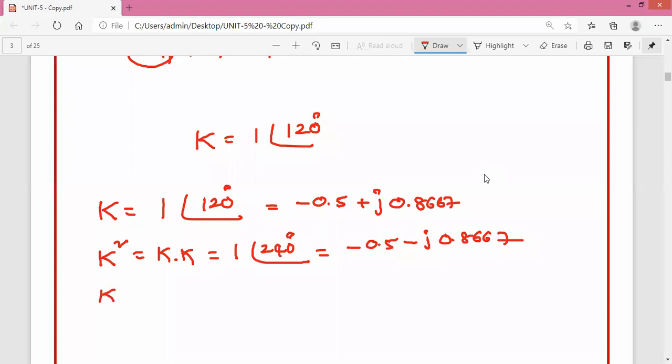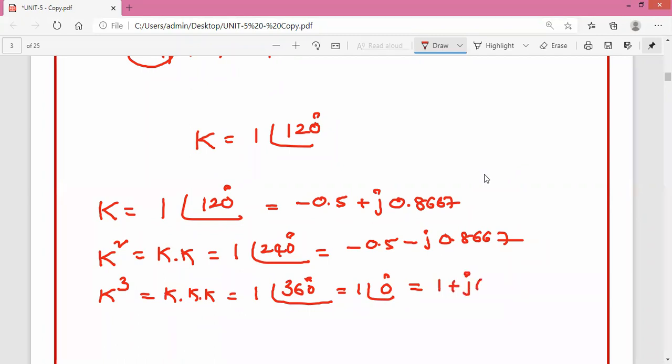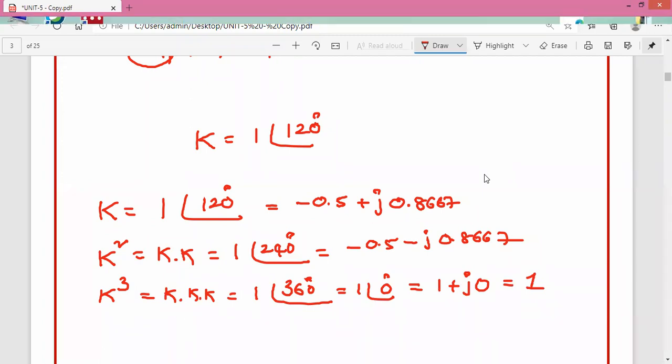And what is the value of K cube? It is nothing but K into K square, 1 at an angle of 240 plus 120, which is 360 degrees, or it can also be written as 0 degrees, which is equal to cos 0 plus j sin 0, that is 1 plus j 0. So this is equal to 1 only. Okay, so what are the conclusions here?